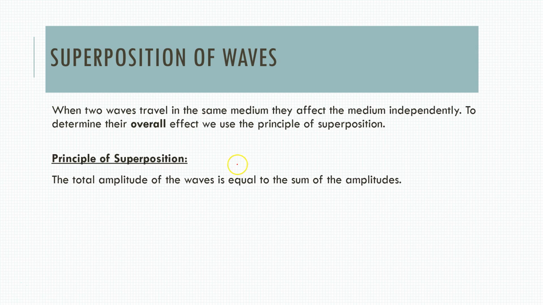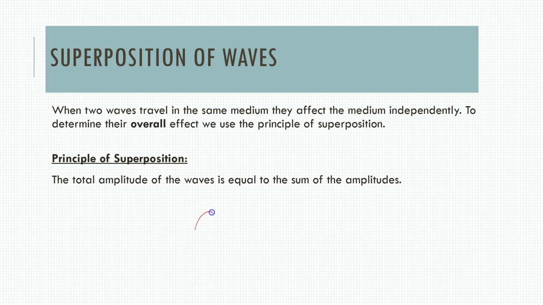Whenever two waves travel and interact with each other, sometimes they will overlap each other, and we call that superposition. The principle of superposition basically says that anytime you overlap two waves together, we can add up any parts of the waves that overlap with each other. So that's the amplitude. The total amplitude of the waves is the sum of the amplitudes.